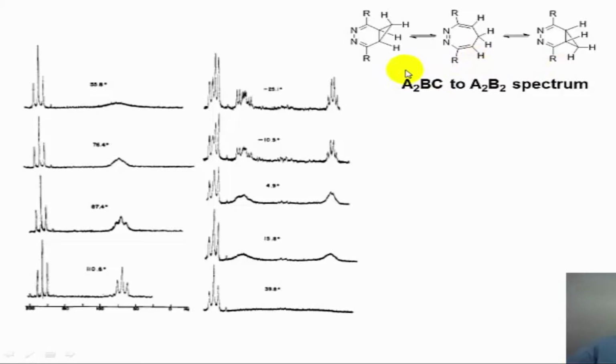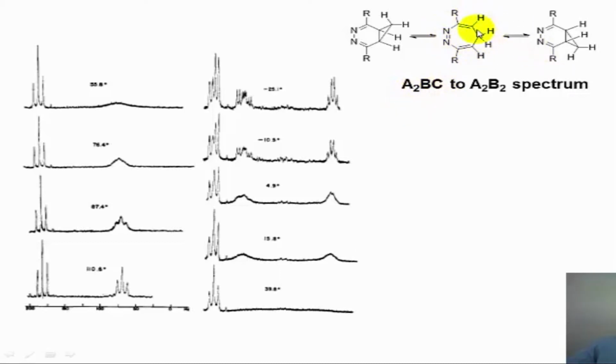Now if you look at the compound here, this would correspond to an A2B2 kind of spin system, whereas this molecule would correspond to an A2, which is these 2 hydrogens here, and B and C. These 2 hydrogens are distinctly different. One is syn, or endo, with respect to the pi system. The other one is exo with respect to the pi system. So if the NMR sees this molecule, it would give signals corresponding to a complicated A2BC system.